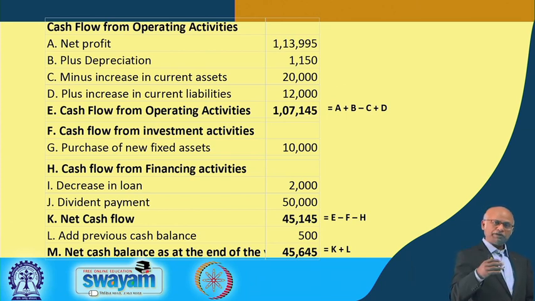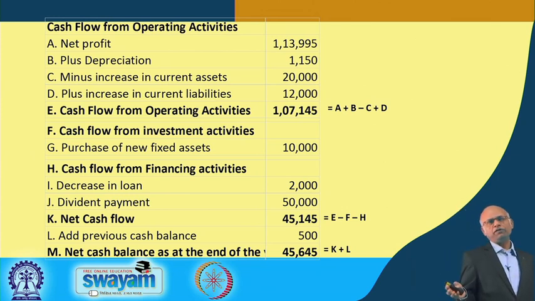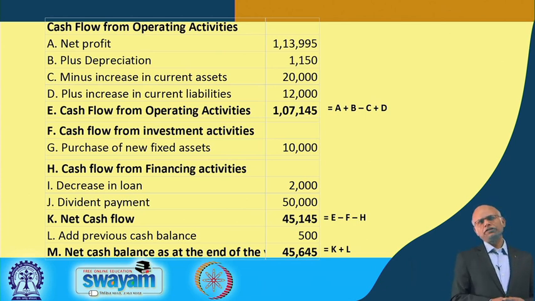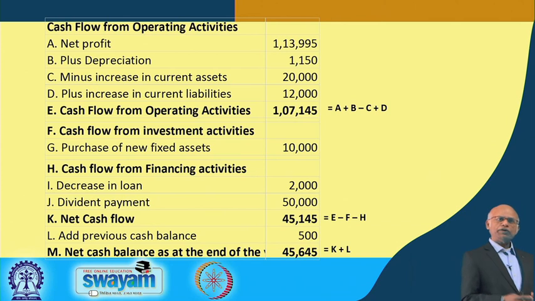If you start with profit before tax, then tax is to be deducted from here. You can do it any way that you want, but the data should be meaningful as it is here. So, there will be no change in the data per se. So, net profit was 1,13,995. Then I said whatever is the non-cash expenses, that is to be added because money has not gone out.